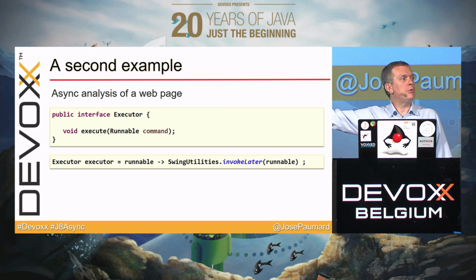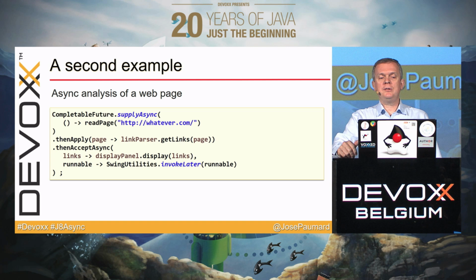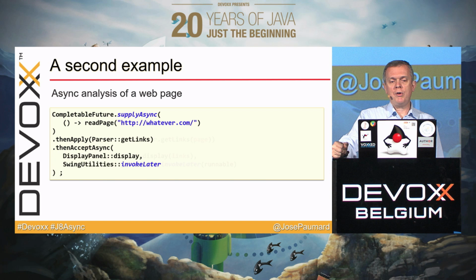So I can just pass this executor as a second parameter to my acceptAsync method from here, making sure that this panel will be updated in the right thread. And since I'm a method reference lover, I can also write it like that, leading to an even simpler and cleaner pattern. This is great. I love this kind of thing.